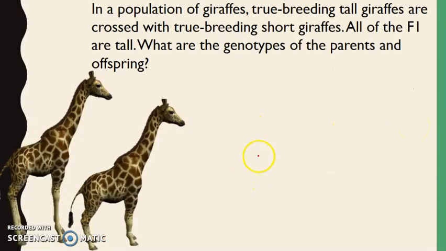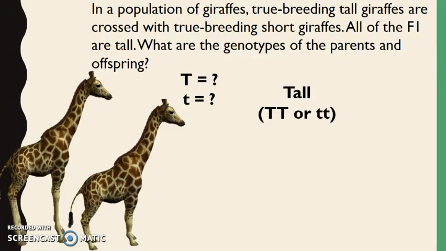So in a population of giraffes, true breeding tall giraffes are crossed with true breeding short giraffes. All of the F1 are tall. What are the genotypes of the parents and the offspring? So here, it doesn't directly tell us what's dominant or what's recessive. It just tells us that we have a true breeding crossed with a true breeding. So we don't know if tall at this point is homozygous dominant or homozygous recessive.